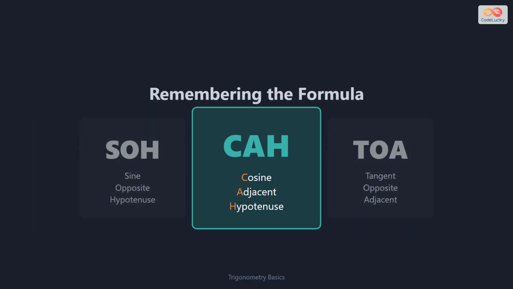A common way to remember this formula is using the mnemonic SOH CAH TOA. We are focusing on the middle part, CAH. The letter C stands for cosine, A stands for adjacent, and H stands for hypotenuse. This reminds us that cosine equals adjacent over hypotenuse.